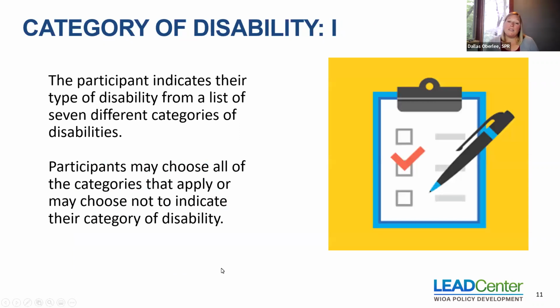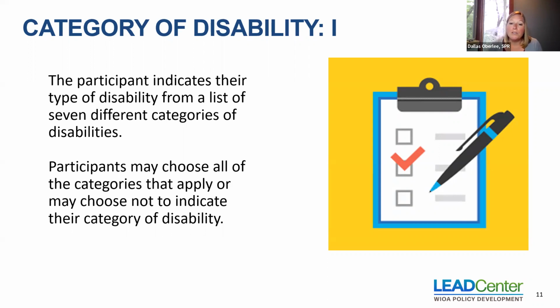The next one is, if the individual indicates that they have a disability, then you should choose the type of disability. There's going to be a list of 7 different categories. Individuals may choose more than one. They don't have to just pick one.